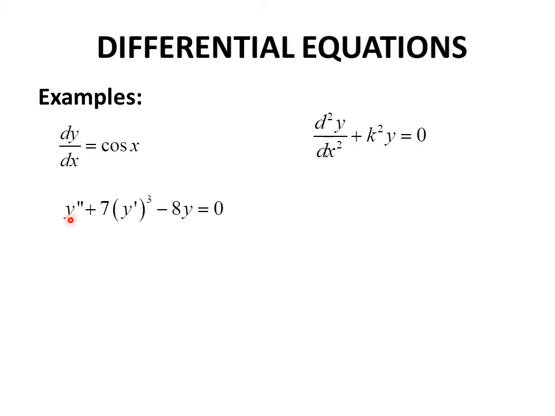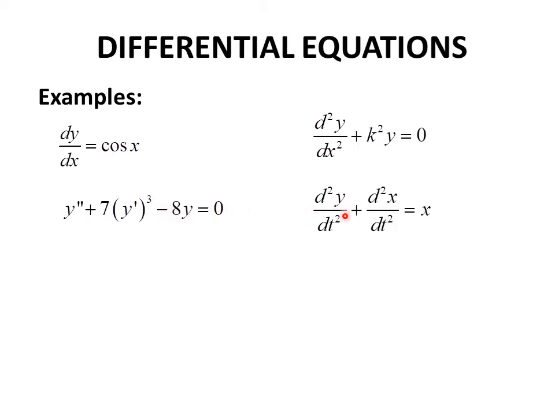Next we have y double prime. Y double prime is another notation for the second derivative. So y double prime here in this term is the same as the notation d squared y over dx squared. Plus 7 times y prime. Y prime is another notation for the first derivative. So y prime is the same as dy over dx. So now we have to raise that first derivative to the exponent 3, minus 8y is equal to 0.